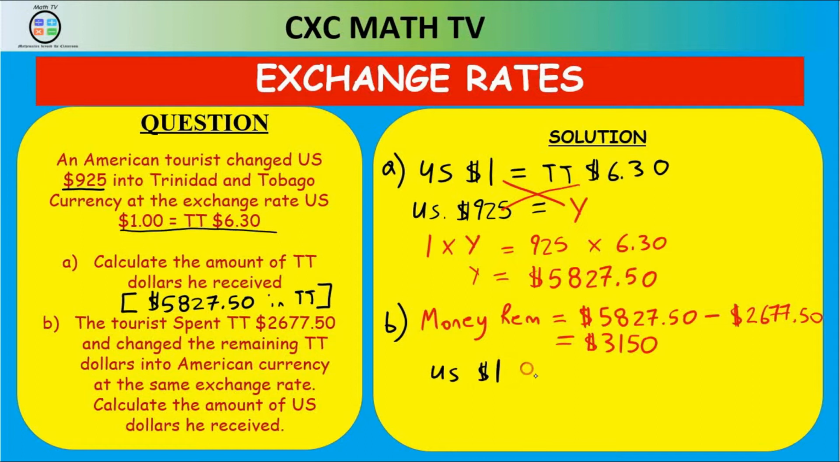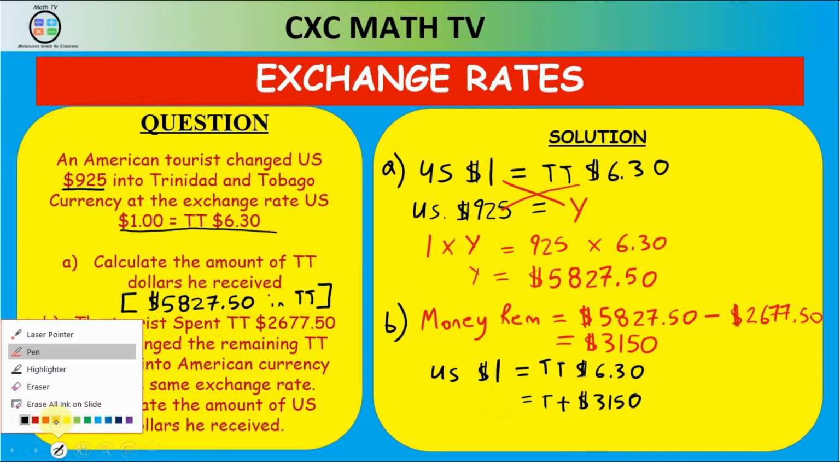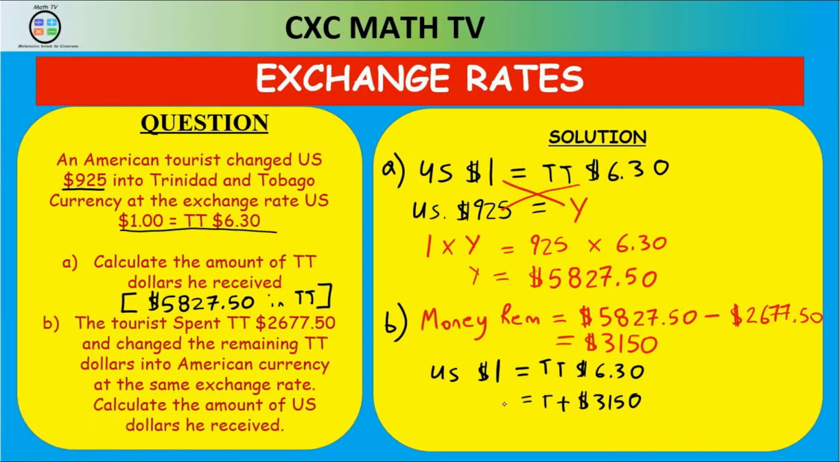US $1 is equal to TT $6.30. Now what do you have? You have the TT dollars. So you're going to put TT now, 3,150 is equal to the US. We don't know. That's what we're trying to find. What you're trying to find, you always call the unknown. So we call that Y. In this case now, we're going to cross multiply.